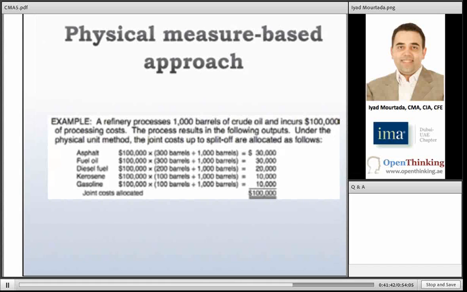Physical measures, very easy. How much did we produce? How much is the cost? We say, for example, we produce 5, 10, 10, perfect, 25. How much is the cost? We take the whole cost over how much we produce, and after that we figure out the cost for each item. So it's a very easy thing. Think about it: if you are making different sandwiches and you have a certain cost for getting all these breads, and we need to spread them. You say, okay, how many sandwiches did we make for shawarma or for chicken?